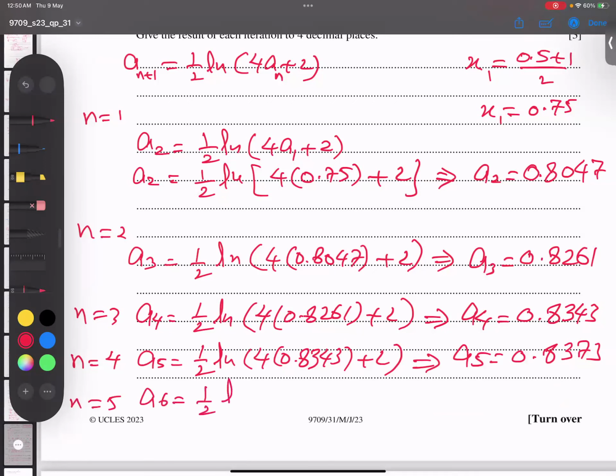A6, 1 over 2 logarithm 4 times 2 0.83. Sorry, change this number. This will come here. 8373 and plus 2. And what I get, A6 number, students, I get 0.8385. Now, students, it is close to 0.84. You see, it is a rounding. We're at 3. So it is giving us, so I think it's okay.